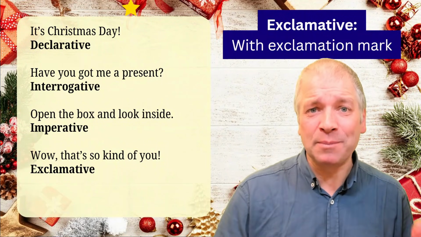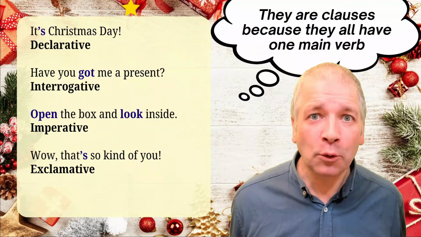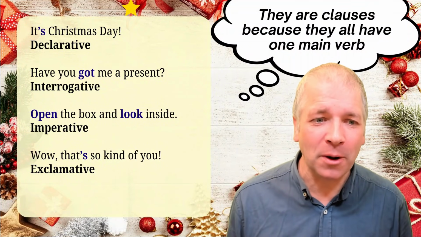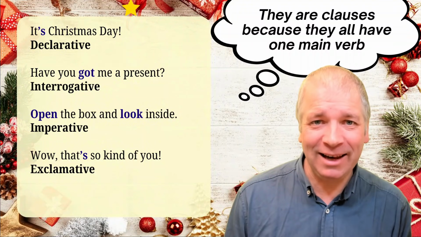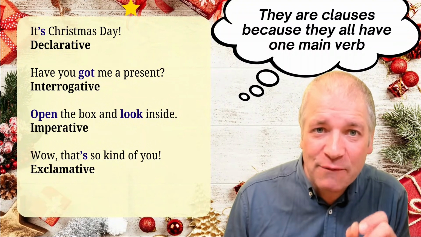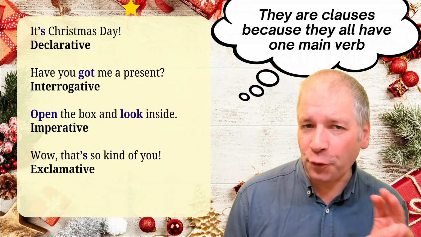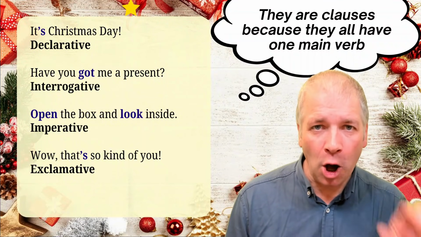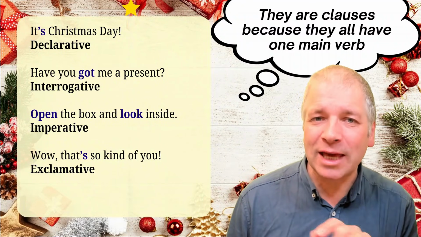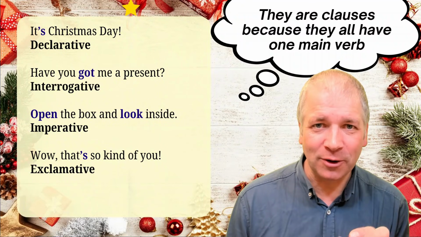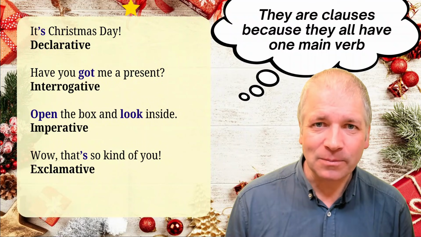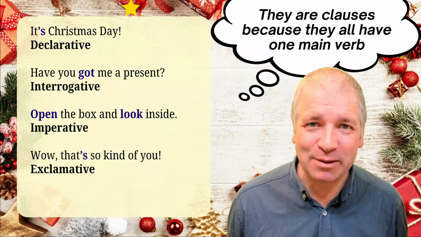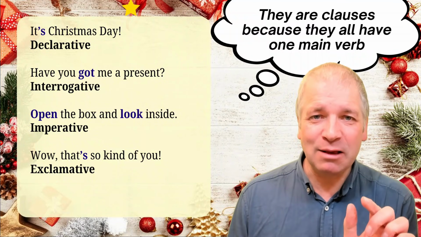Now, what makes them clauses? They're all clauses because they all have one main verb. It's Christmas Day. "Is" is the verb. Have you got me a present? The third one is actually two different clauses. Open the box. Open is a verb. And look inside. Look is another verb, joined together with the word and. And wow, that's so kind of you. "Is" is the verb.